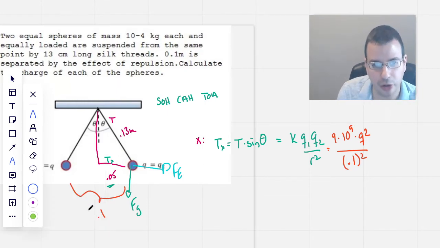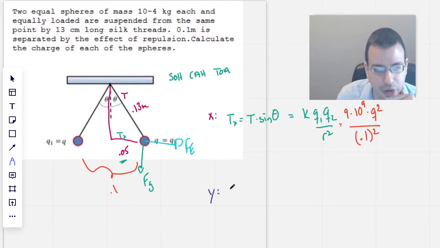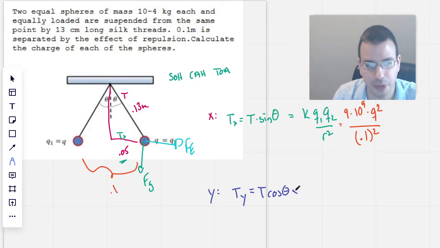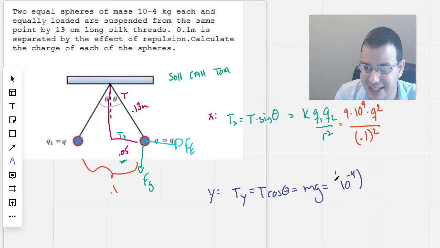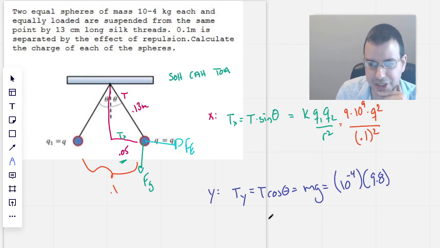Now we want another equation for the y direction, and we're going to use gravity. So this time, we're going to say that tension in the y direction, which will be T cosine of theta, same concept earlier with SOHCAHTOA, is going to be equal to mass times gravity, which in this case is 10 to the negative 4th kilograms times 9.8. It would be convenient if I just rounded it up to 10, but I'm not that bold today.